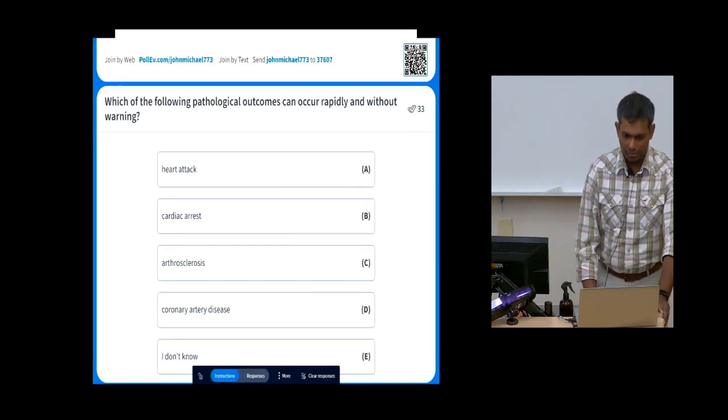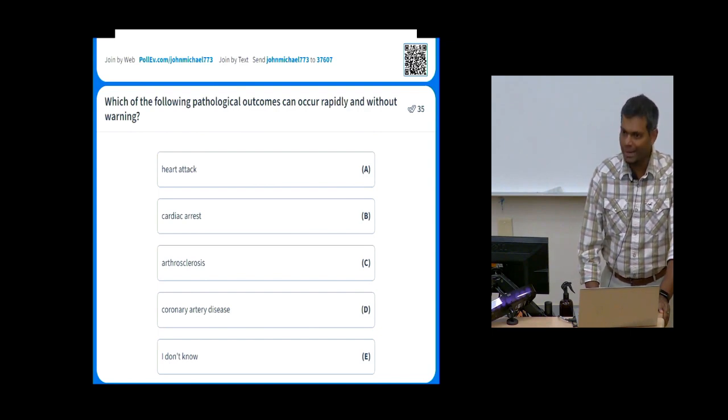Okay, so which of the following pathological outcomes can occur rapidly and without warning? Is it a heart attack? Is it a cardiac arrest, atherosclerosis, or coronary artery disease?